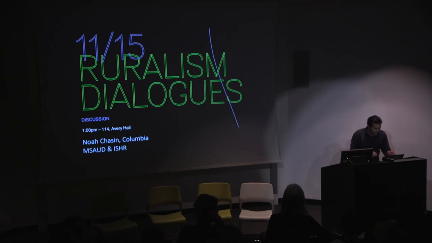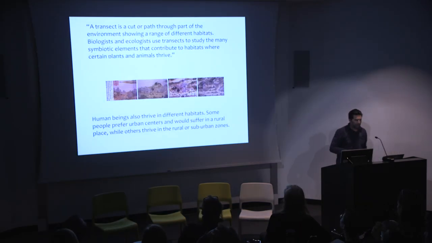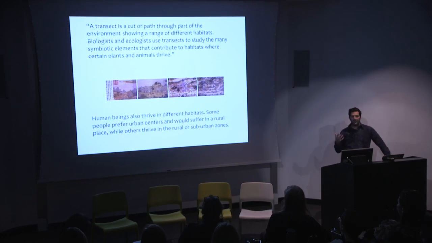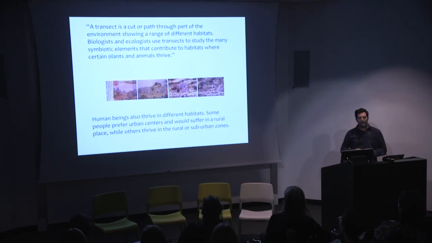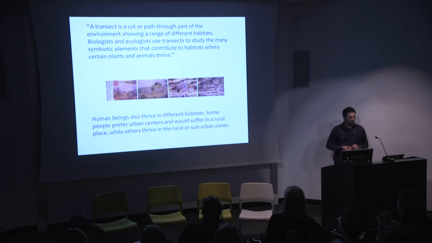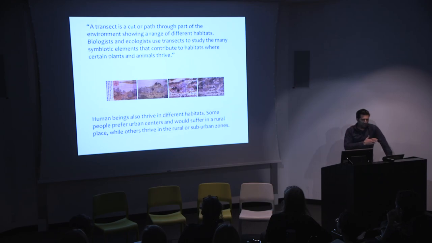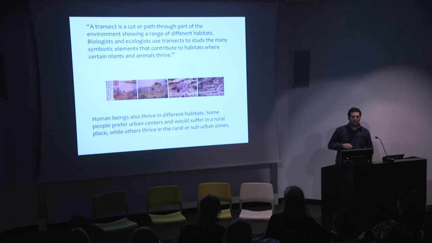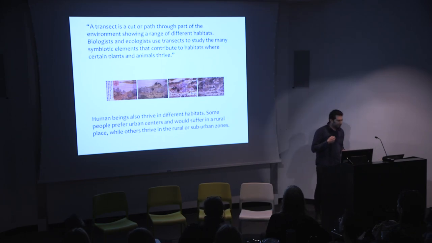I'm using notes here, and I'm flipping over here. I want to start with something that I think a lot of you have seen, especially in my class, which is the idea of the transect. The transect is an idea coming out of the new urbanism. It is a way of understanding the rural-urban divide. As the transect studies people put it, a transect is a cut or a path through the environment showing a range of different habitats.